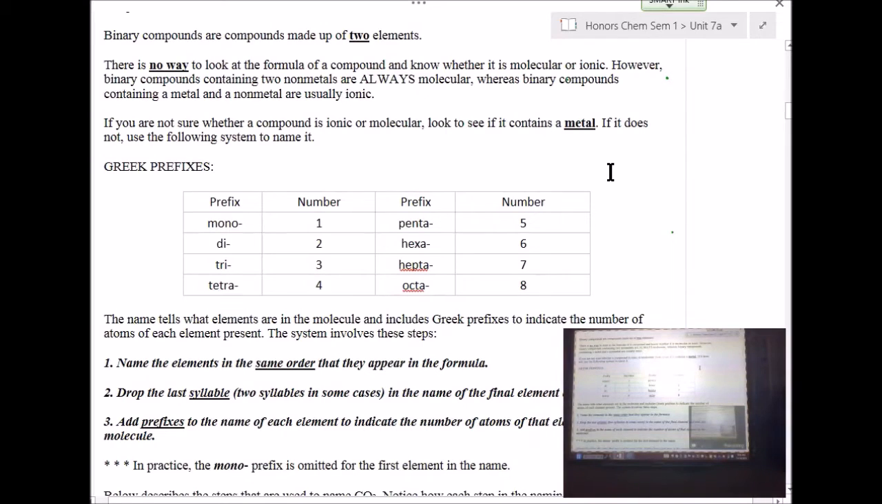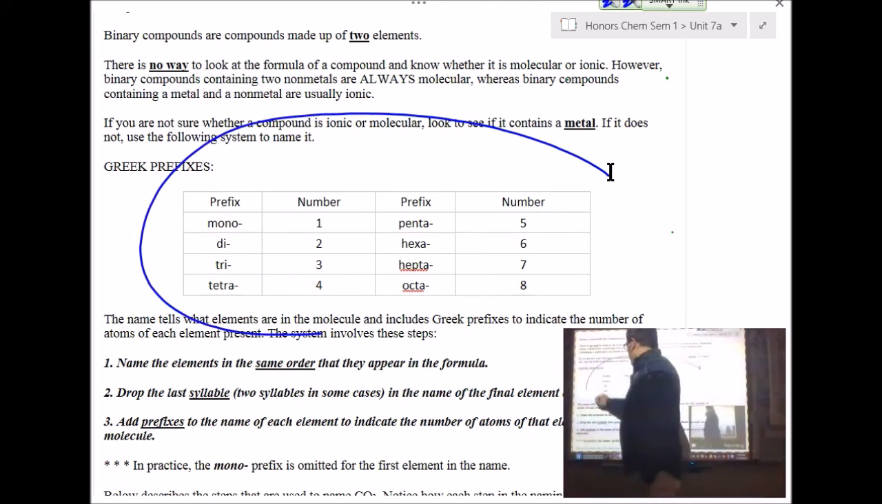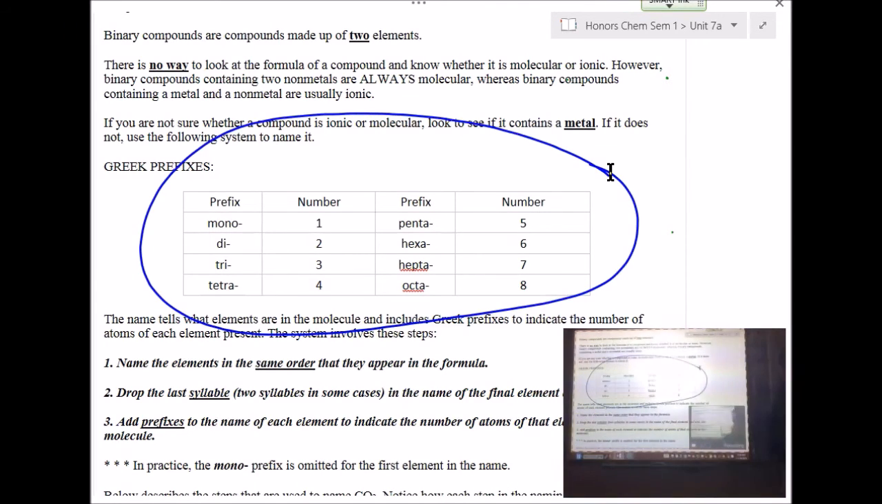Now, since we are working with non-metals today, where tomorrow we're going to be working with ions. Ions have charges. These do not have charges. So we have to have some way to tell everybody how many of each we have. That's what this is, the Greek prefixes. And the Greek prefixes tell us how many of each of the elements we have. So 1 is mono, 2 is di, 3 is tri, like tripod. 4, if you ever played Tetris, Tetra. Okay, there's 4 blocks, different arrangements. And then penta, hexa, hepta, octa.